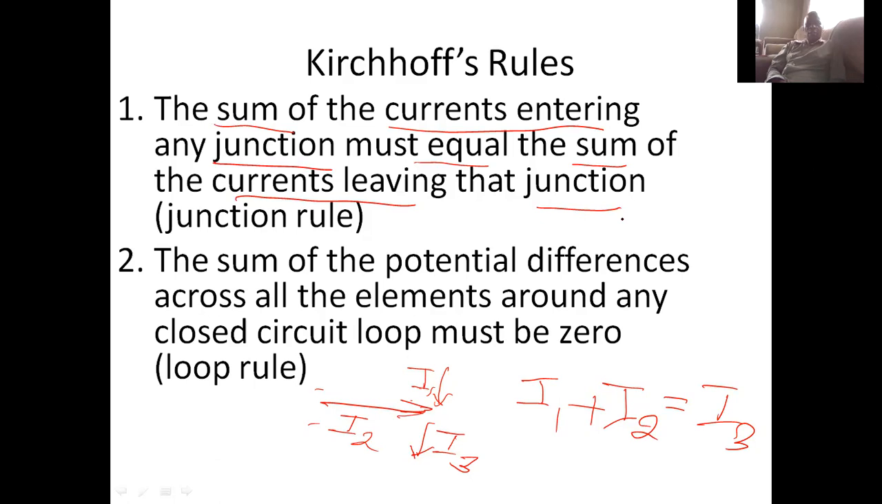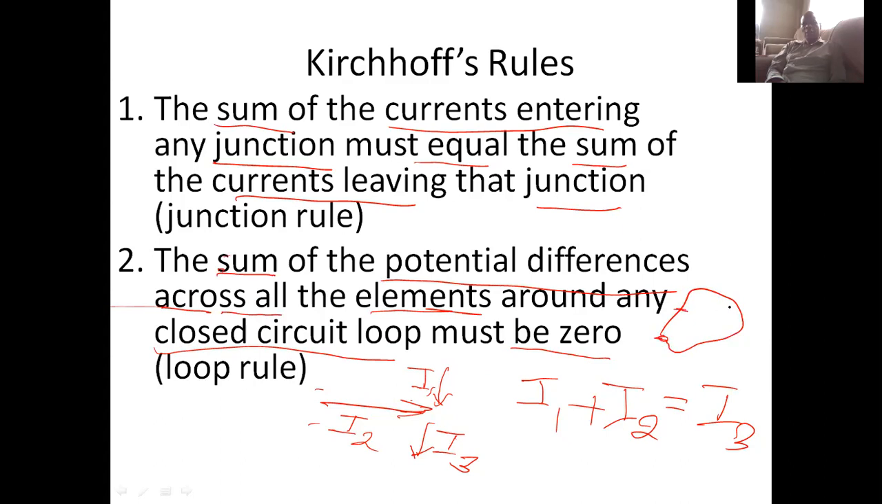The second rule states that the sum of the potential differences across all the elements around any closed circuit loop must be zero. In other words, you add all the potential differences across each element, and that should be in a closed circuit, meaning that you start from somewhere and come back to the same point, making a circle. A loop can be, for example, like that, starting from this point.